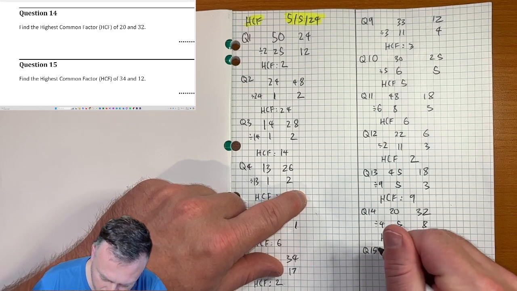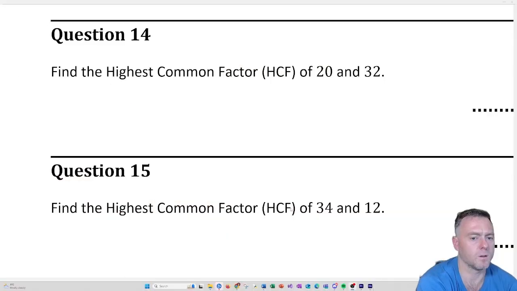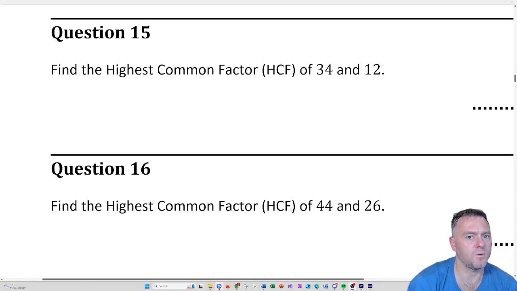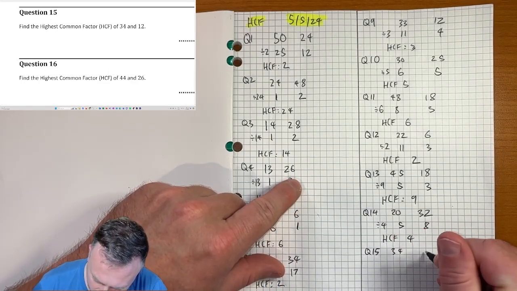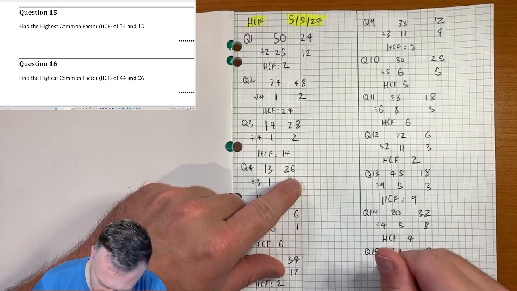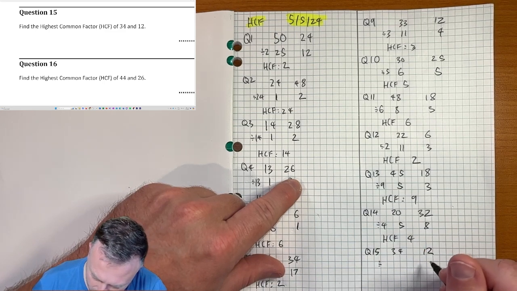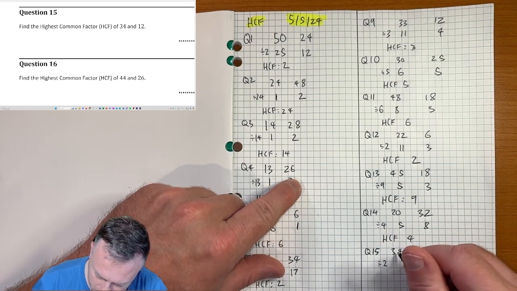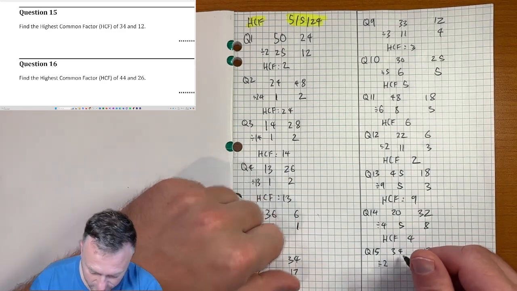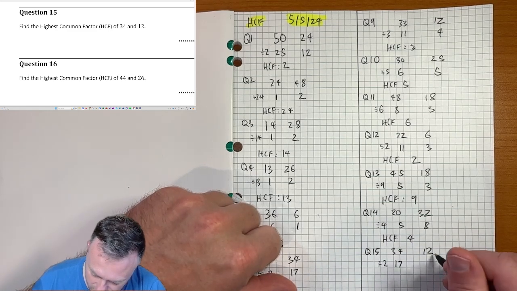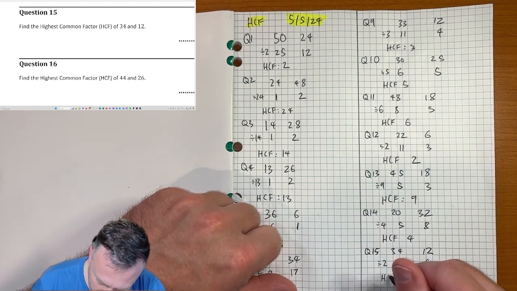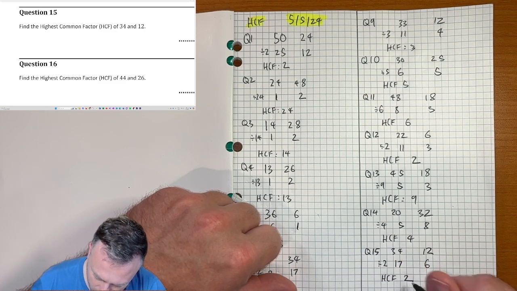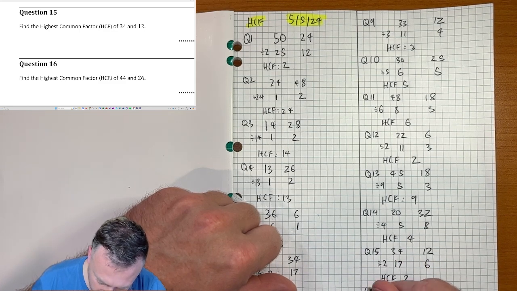Question 15. 34 and 12. Rightio, so we go 34 and then 12. We can divide both by 2. So that gives us 17 and 6. Now that's a nice prime number, so we can't do much more. And our highest common factor is just 2.